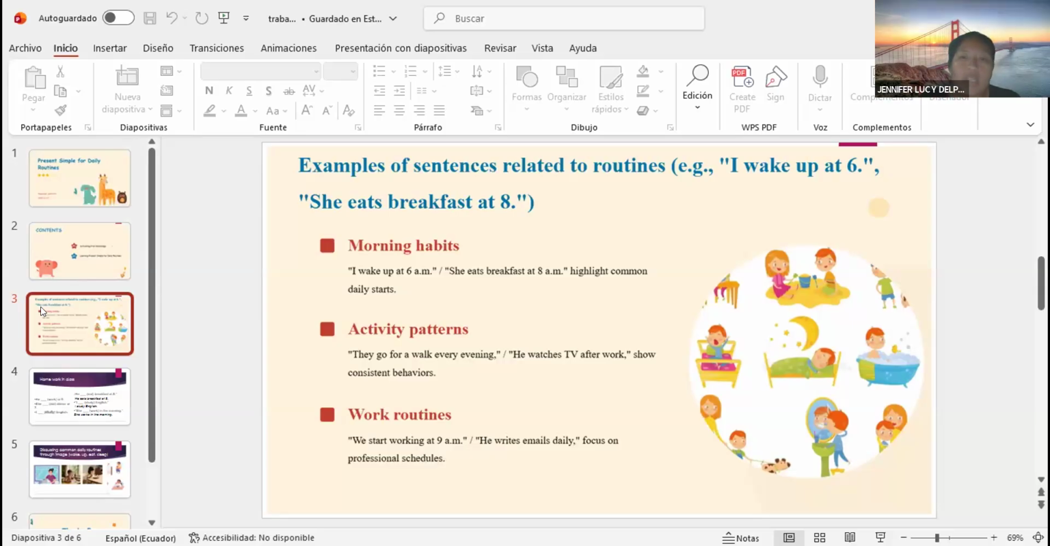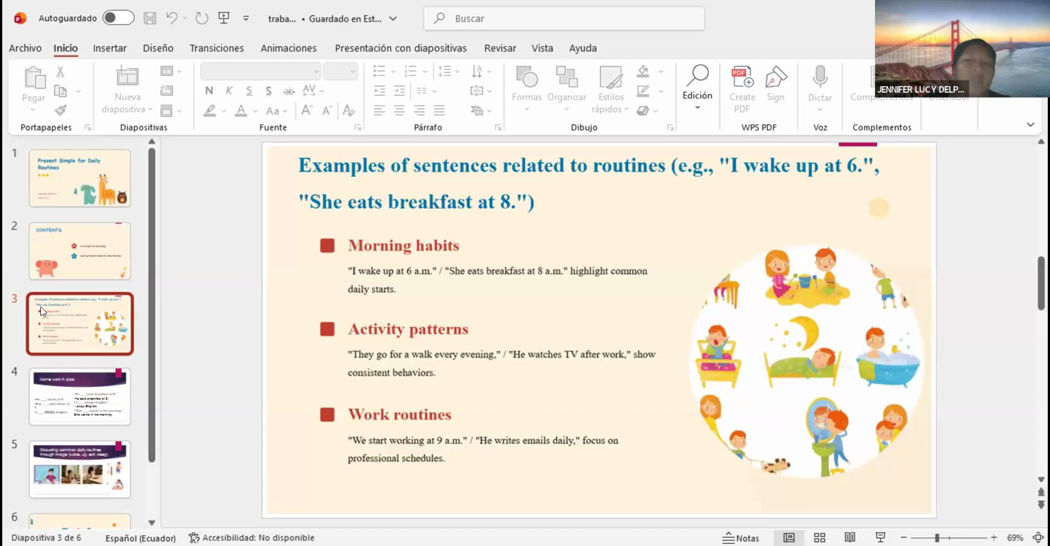Okay, and today we are going to talk about daily routines. When do you use "get up"? We use "get up" to say what time we get up. This table shows example sentences we use to describe what we do every day. For example, morning habits. These are the things we do in the morning.